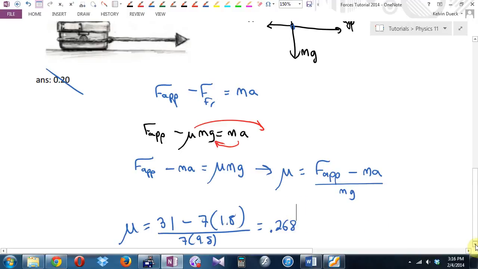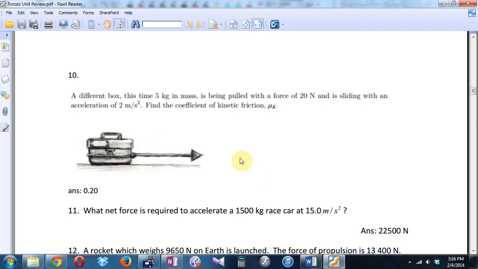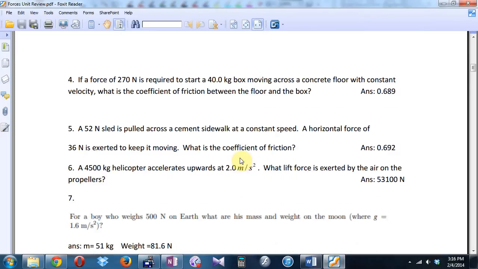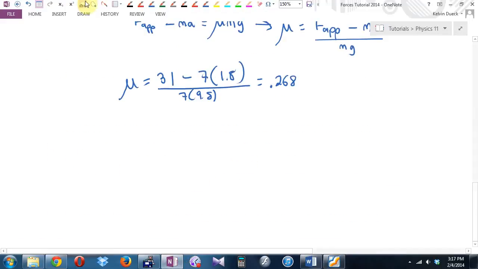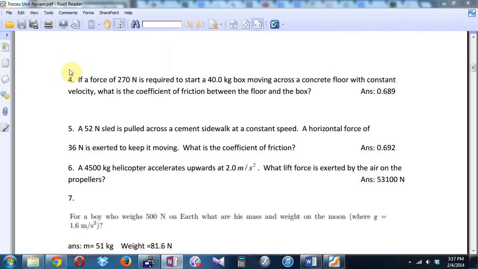Number 4. This is the same as number 9. I'll get you started, and I'll change the numbers and try to convince you. One of the things I'm trying to teach you, Darian, is categorizing questions and recognizing when the physics is the same.